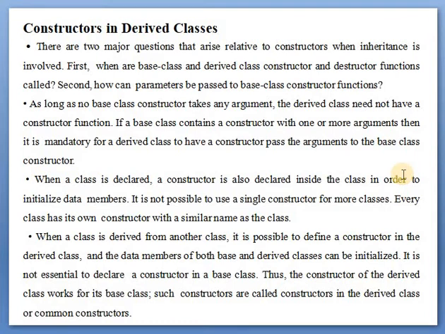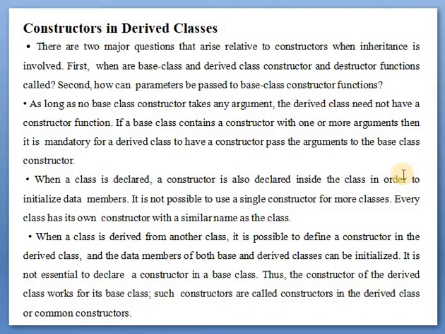In the derived classes, we can create the constructor, and by using that derived class constructor, we can initialize all the members of the base class and the derived class also. So it is not essential to declare a constructor in a base class. Thus, the constructor of the derived class works for its base class. Such constructors are called constructors in the derived class or common constructors.